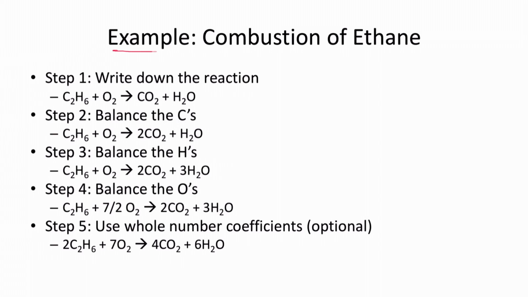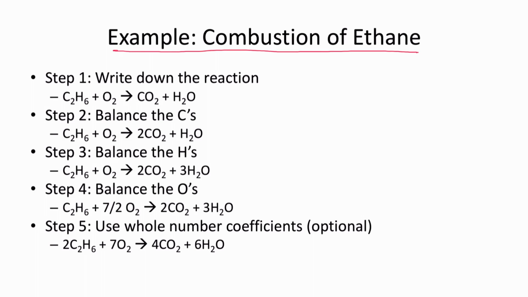Let's say you were interested in the combustion of ethane. The first step is going to be to write down the reaction. We're going to start with ethane, which is C2H6, and we're going to burn it. That's what combustion is. So we're going to add oxygen to it to make carbon dioxide and water. Those are my reactants and my products, right? C2H6 plus O2 yields CO2 plus H2O.